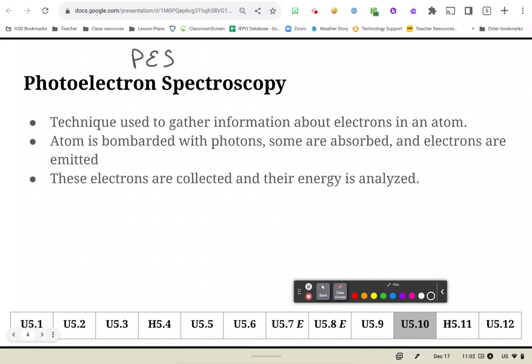So what happens is the atom is bombarded with photons, and some of those photons are absorbed and electrons are emitted. So this actually goes back to the photoelectric effect when you saw those electrons leaving the atom. So what we're able to do is, knowing the wavelengths of the photons that we're sending in, we can calculate the energy that they have, and then we can measure the energy of the electrons that are leaving, and we can use that. So here's what happens.